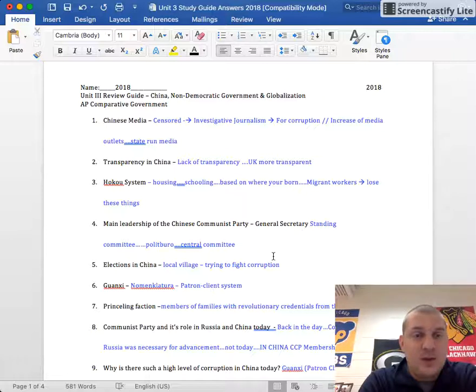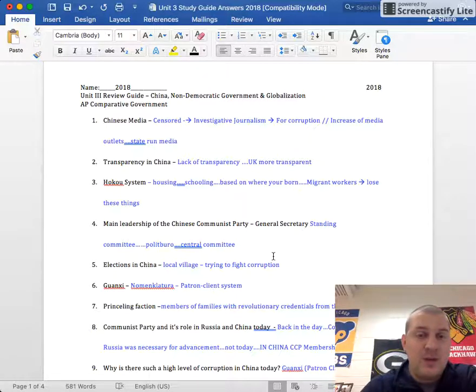The hukou system, or the household registration system, is the idea that where you were born is where you're going to get your housing, your schooling, and your health care. A lot of the migrant workers that go to the big cities for jobs lose these things when they go there. They are trying to reform this so that you can fill out applications and receive some of those services when you're working as a migrant worker.